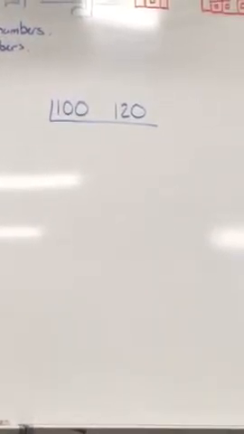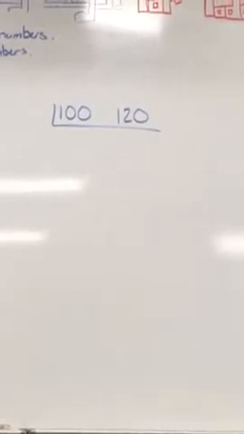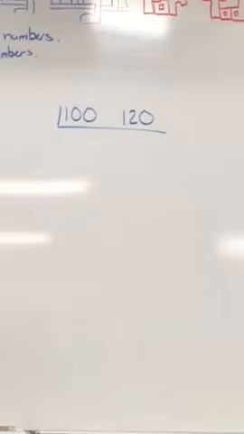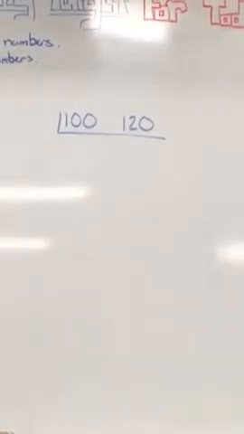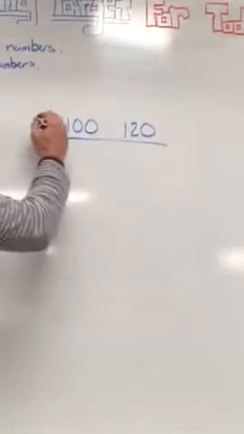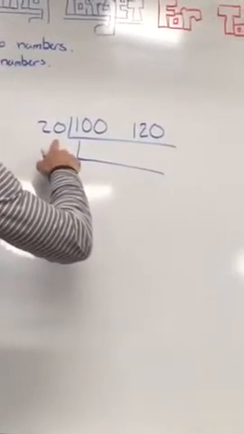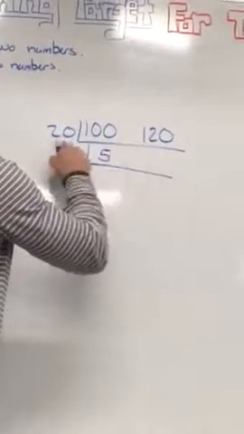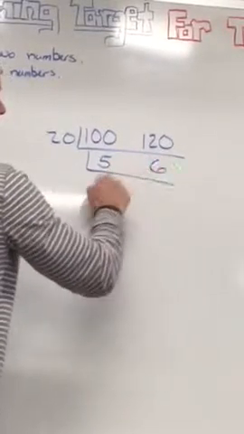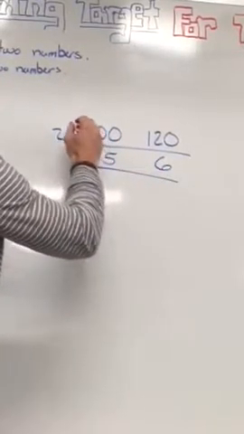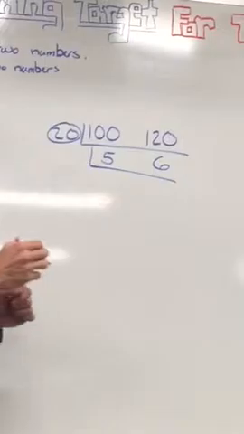Right away, give me something that goes into both. 20. Okay, yes, and actually, let's go a little smaller than that. We could do that. 10. So let's go 20. 20, sure. 100 divided by 20. 5. 120 divided by 20. 6. Is anything going into 5 and 6? No. So what's my answer? 20. My answer is 20.